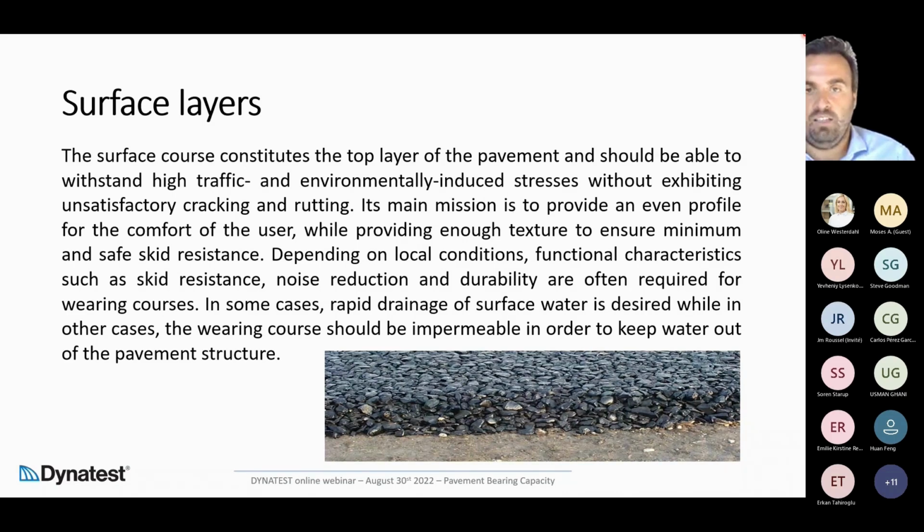And the surface layer, of course, has to guarantee enough macrotexture to have good skid resistance, noise reduction, and durability of the wearing course. In some cases, rapid drainage of surface water is desired, while in other cases, the wearing course should be impermeable in order to keep water out of the pavement structure. So it's very important that the surface layer remains in good condition for its entire life. And this also depends on the support of the layers below.